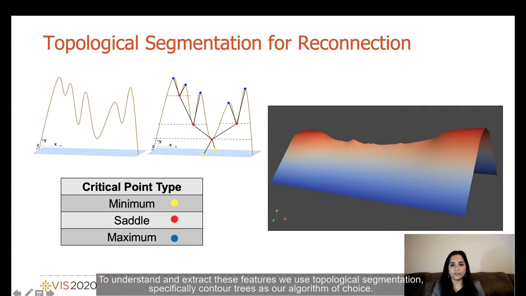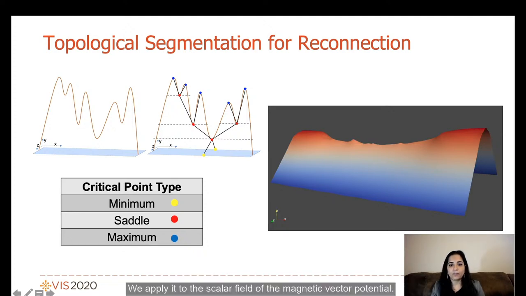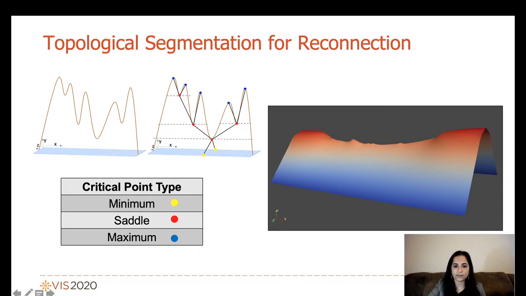To understand and extract these features, we use topological segmentation, specifically contour trees, as our algorithm of choice. We apply it to the scalar field of the magnetic vector potential. This is akin to warping the scalar magnetic vector potential field by its scalar value, as shown on the right, and mapping maxima to peaks, minima to the endpoints, and the beginning of the peaks to the saddle points. The saddle points also correspond to the ISA value that segment the data into regions. What's interesting is that the saddle points correspond exactly, by definition, to the location of the magnetic reconnection points, and the segments correspond to the magnetic islands.